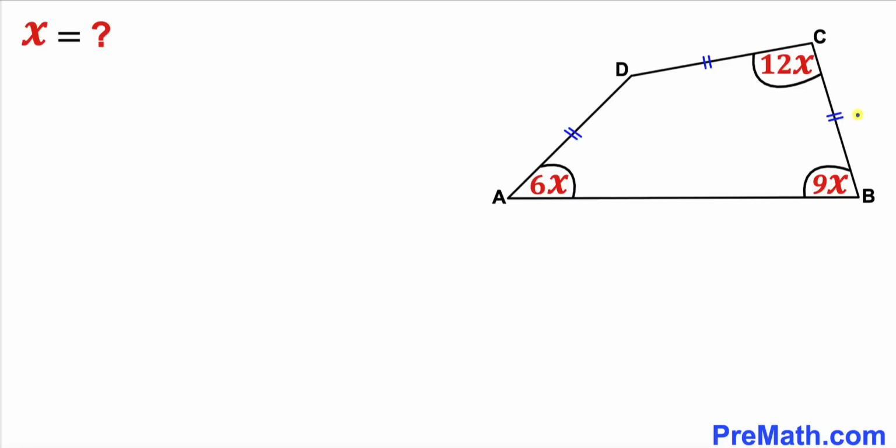Such that this side length BC is equal to this side length CD, and it is also equal to this side length AD. And moreover, this angle DAB is 6x, this angle ABC is 9x, and this angle BCD is 12x. And now we are going to find the value of this angle x.